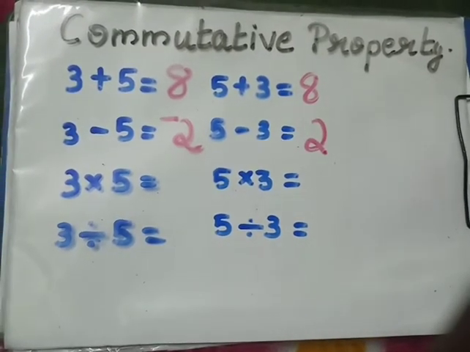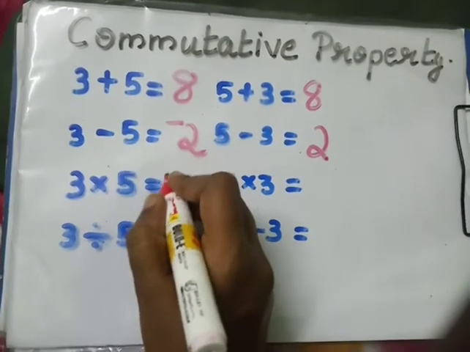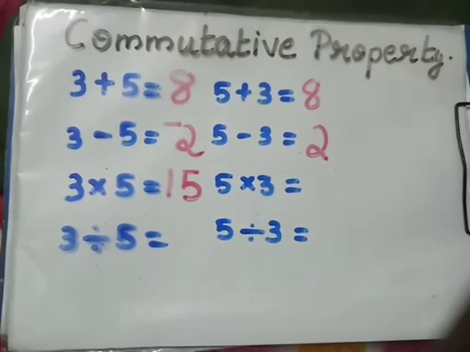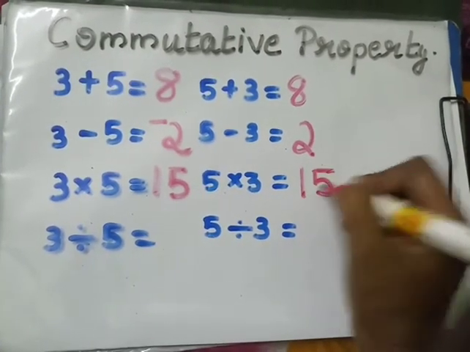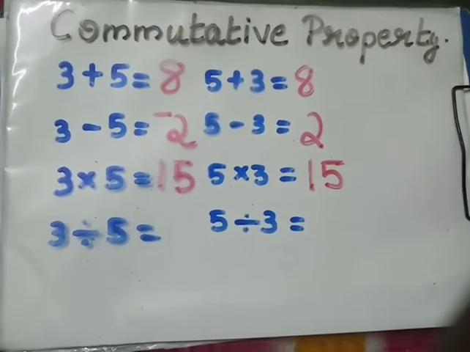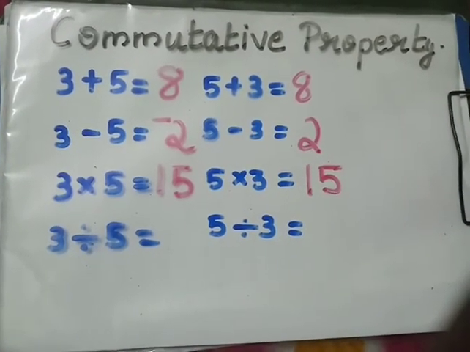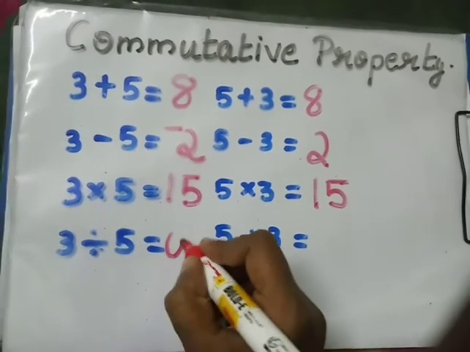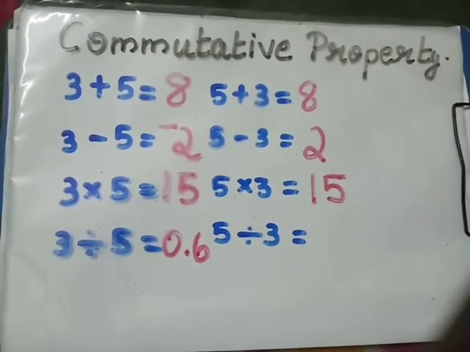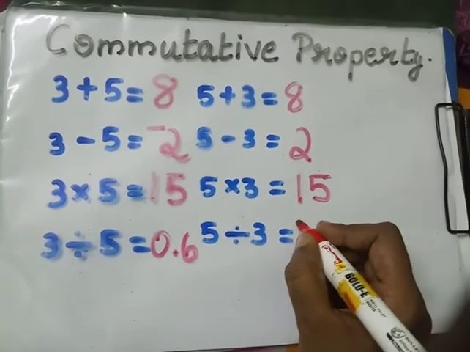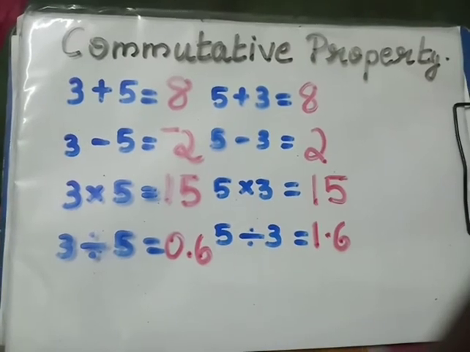Now let us do multiplication. I have written here 3 into 5. What is 3 into 5? Yes, it is 15. Now I change the order. What is 5 into 3? It is also 15. So here also I am getting the same answer. Now for division, I have written 3 divided by 5. When you divide, you will get 0.6. Now again I change the order, 5 divided by 3. When I do 5 divided by 3, I will get 1.6. So here you can see the answers are different.